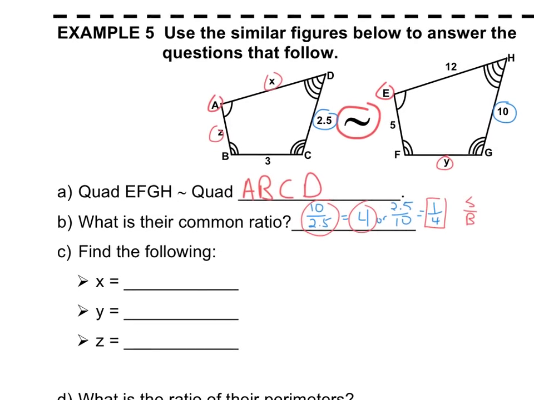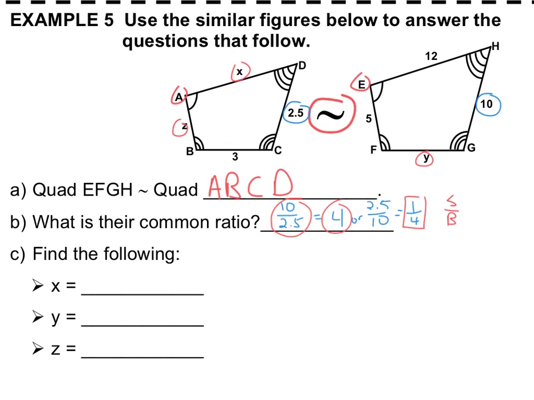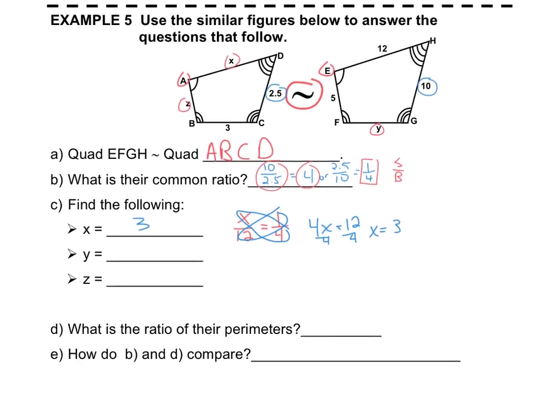So I need to find X, Y, and Z up there. Now X is on the small quadrilateral, so I'm going to say X over its corresponding side, 12, and I'm going to set that equal to 1/4 because if they're proportional, those are going to be equal. Then it's just like we were doing the other day. I'm going to cross multiply. I get 4x equals 12, and now I can divide by 4 and solve for x, and I get 3.